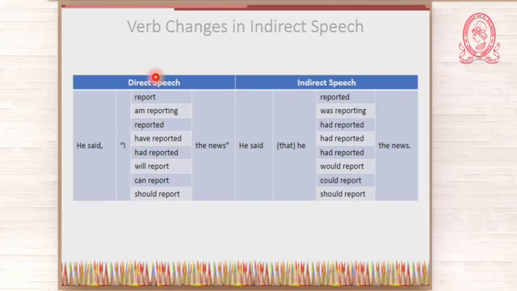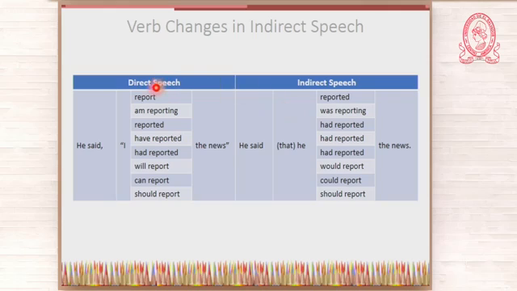If you have a present, you use past. He said, I report the news. He said that he reported the news. Okay? Remember, when we have indirect speech, we change the verb. If you have a present, you change it to past. What happens when you have the present progressive? He said, I am reporting the news. He said that he was, past tense, reporting the news.